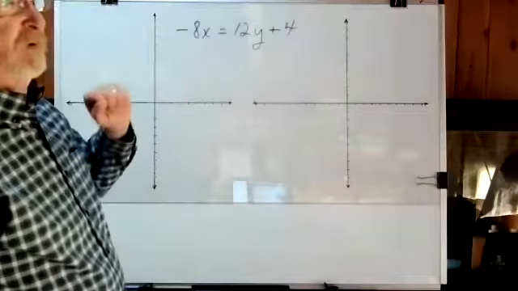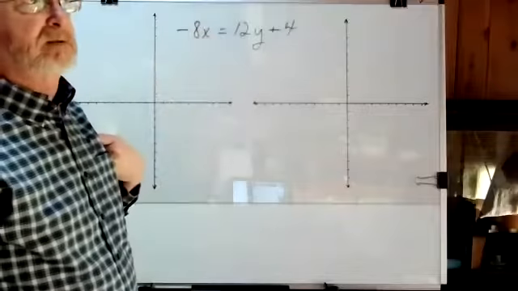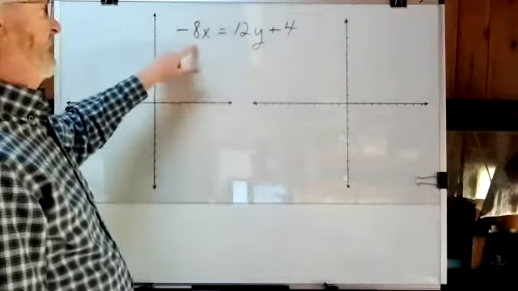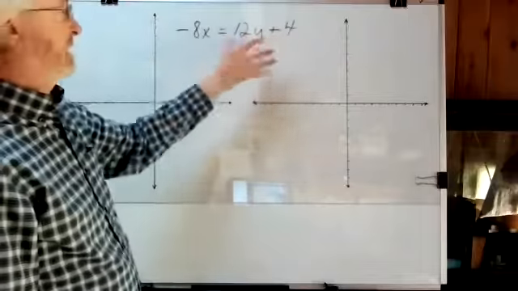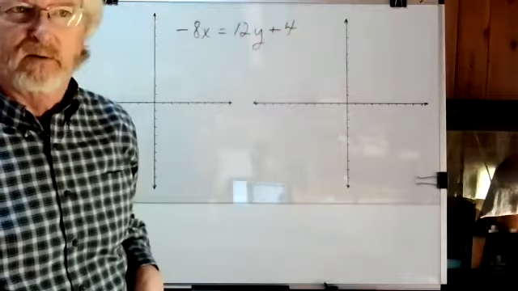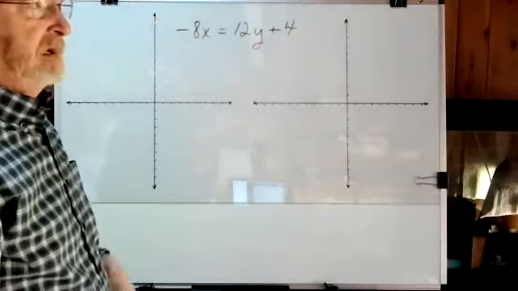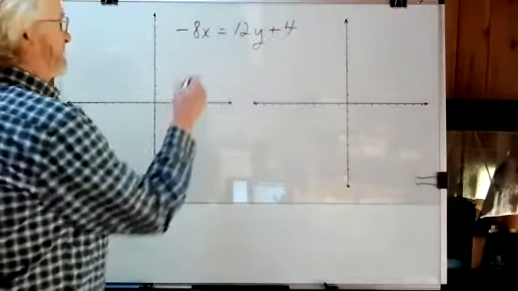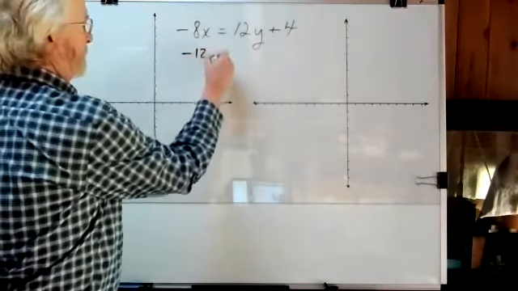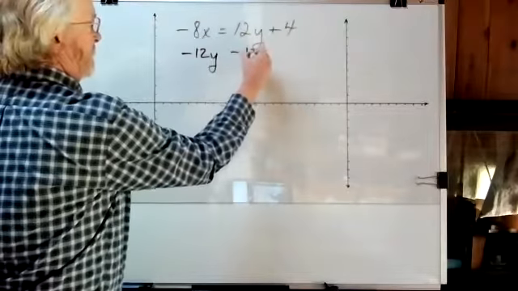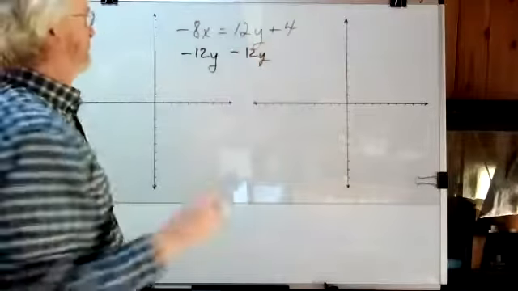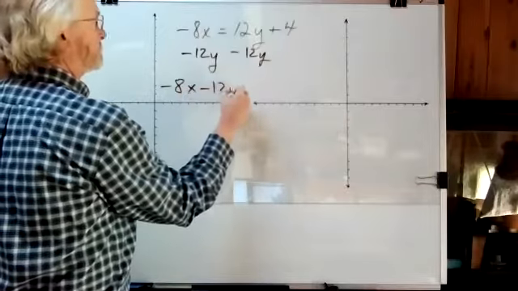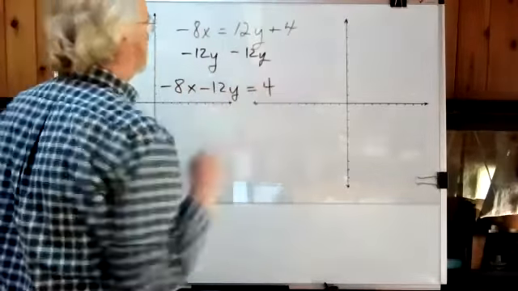So one of our forms just had the x's and y's on one side. If I'm looking at this one, it's like, okay, x is over here and everything else over there. How about if I just subtract the 12y? I could move it over. And I'm going to purposely put it in that x and then y order. So if I subtract the 12y from both sides, I get to that.